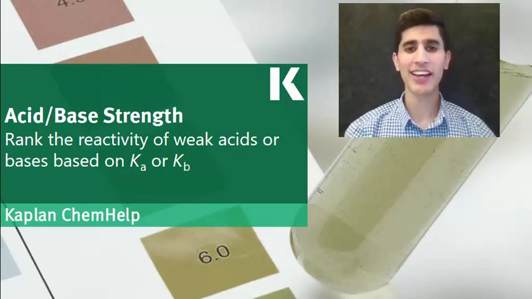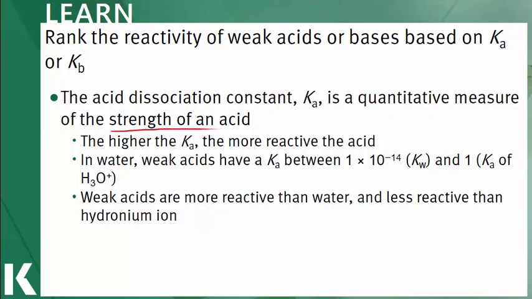Hi, my name is Samir Desai, and in this video, I'm going to teach you how to rank the reactivity of weak acids or bases based on Ka or Kb. We can measure the strength of an acid quantitatively through the acid dissociation constant, Ka. As we learned in previous videos, Ka is the ratio of the acid ionization products to the reactants. An acid that is more likely to dissociate, meaning an increase in the concentration of the ionized products, will lead to a larger numerator and a larger acid dissociation constant.